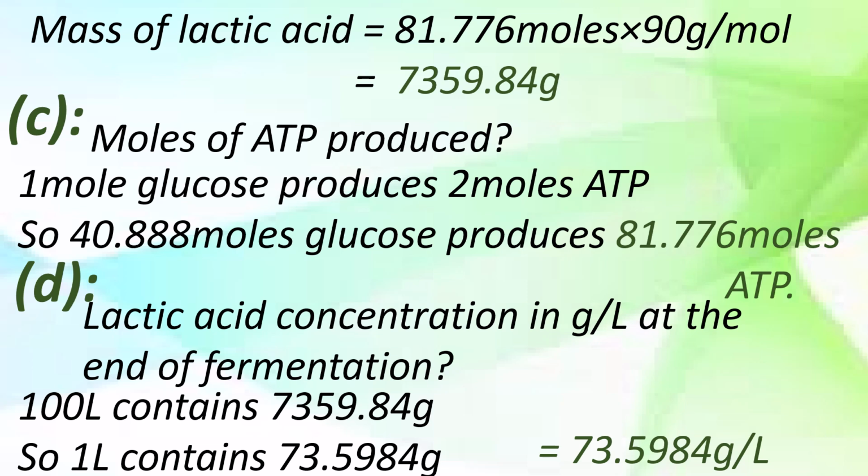Part D. Lactic acid concentration in gram per liter at the end of fermentation. Because the fermenter volume is 100 liters and we have to find lactic acid concentration in gram per liter, 100 liter contains 7359.84 gram lactic acid. So 1 liter contains 73.5984 grams. So the concentration of lactic acid at the end of fermentation is 73.5984 gram per liter.